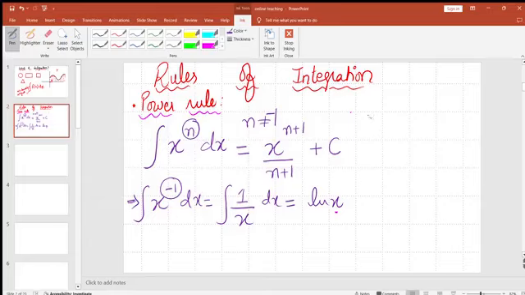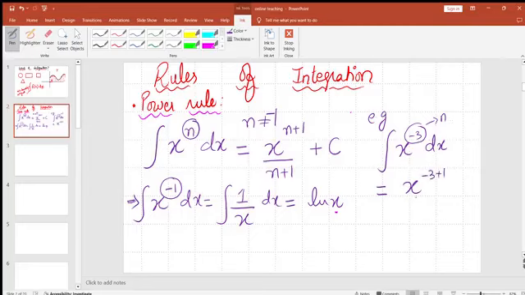For example, if you have the antiderivative of x to the power -3 dx, now what am I supposed to do? I know that there is a power -3 over it. So according to the power rule, let's apply the power rule: x to the power n plus 1, right? So this is your n, the power. Now add +1 with it and do the same at the bottom, -3 plus 1 at the bottom as well. So this one will become x to the power -2 over -2 plus c. That will be your answer.